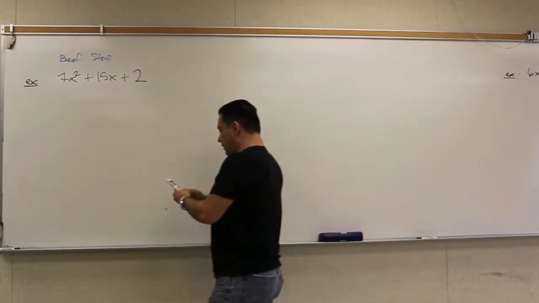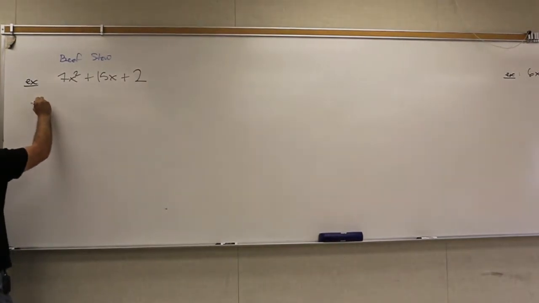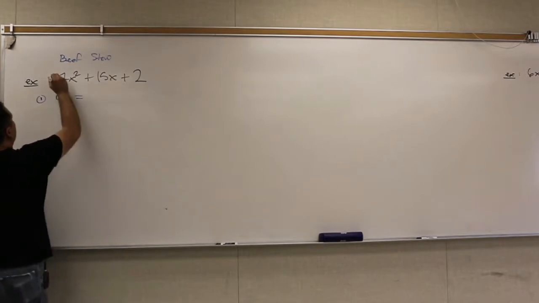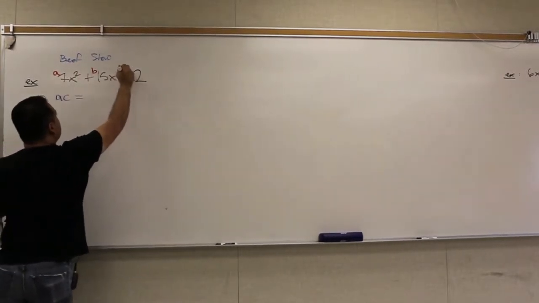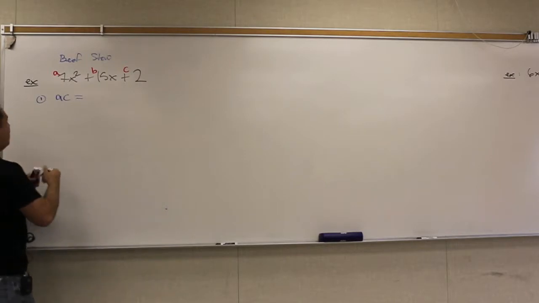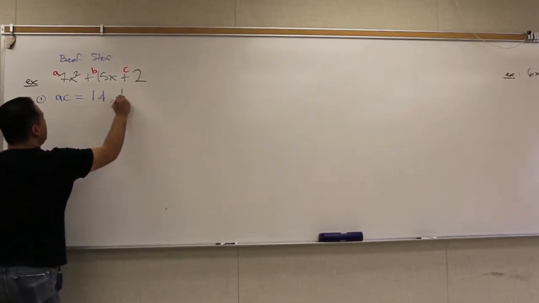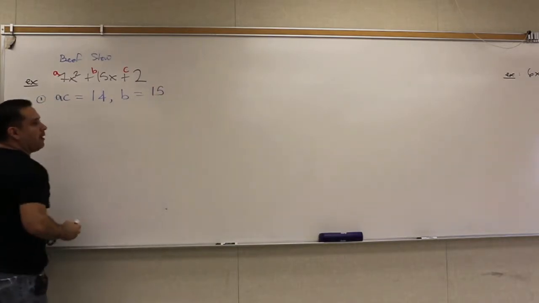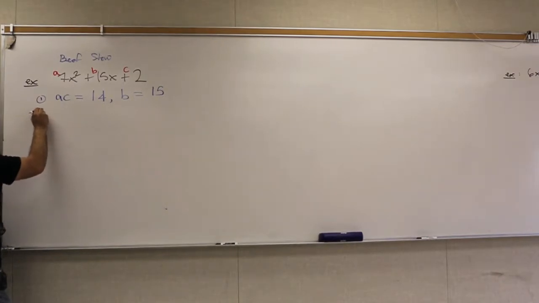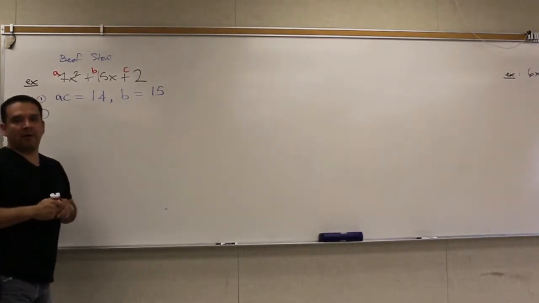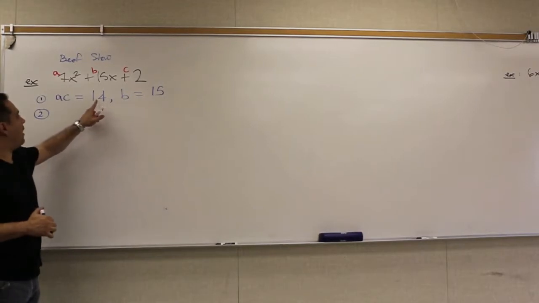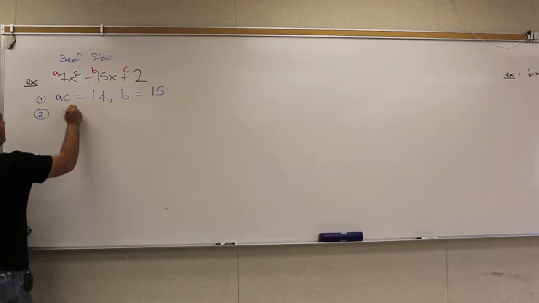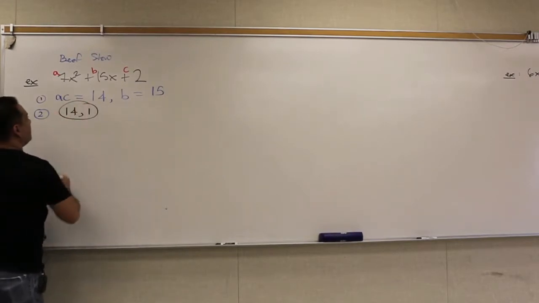Okay, let's see. Step 1. AC, what are the values? A, B, C. So A times C is going to be what? 14, and what's B going to be? I'm sorry, yeah, B's 15, right? Okay. Step 2. What 2 numbers multiply together to positive 14, but when added are positive 15? 14 and 1. Okay, good.